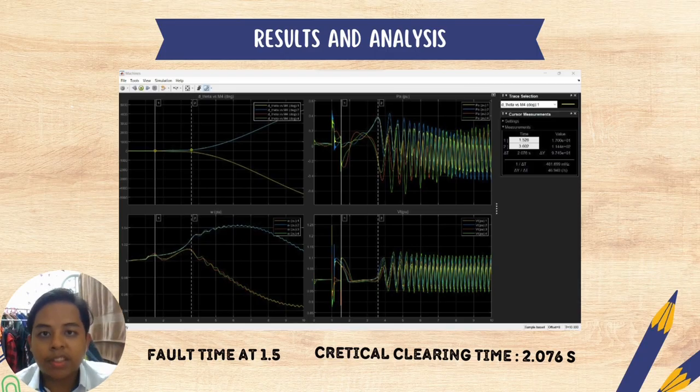Assalamualaikum, my name is Muhammad Nizam bin Zahri. Today I will present about the result and analysis. This graph shows that when the fault time is set to 1.5 seconds, the critical time is 2.075.